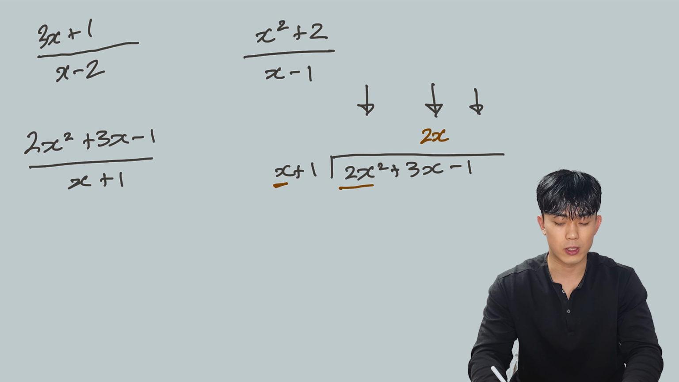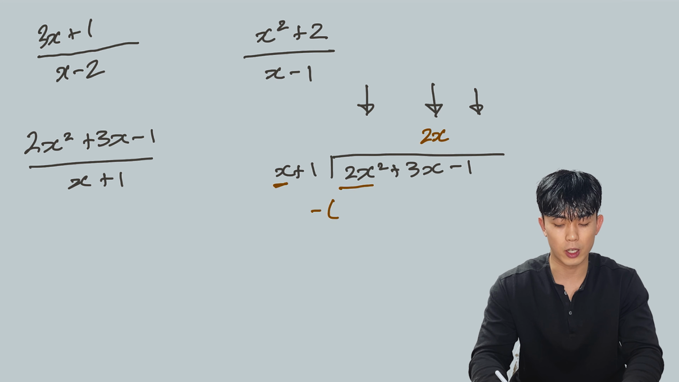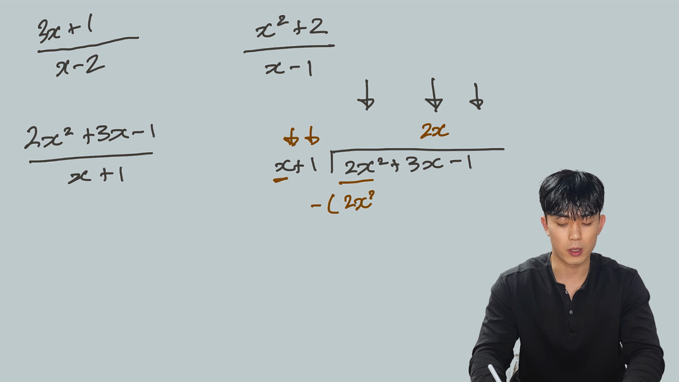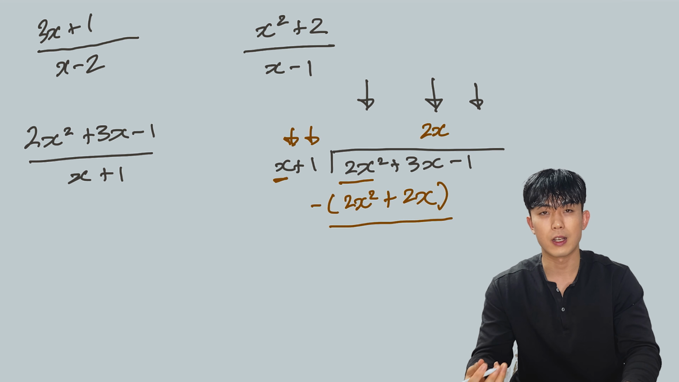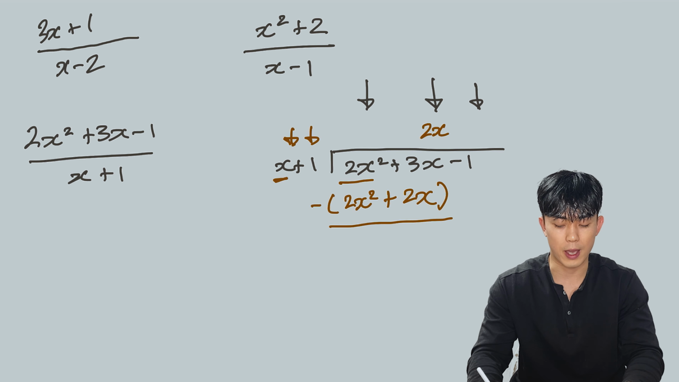And then the second step is minus, open bracket, and then we multiply. So we multiply this 2x to each term here. So 2x times x is 2x², plus 2x times 1 is 2x, and then we close our bracket. The last step is subtract. So I subtract the x² terms, that will give me 0x². 3x minus 2x will just give me x.